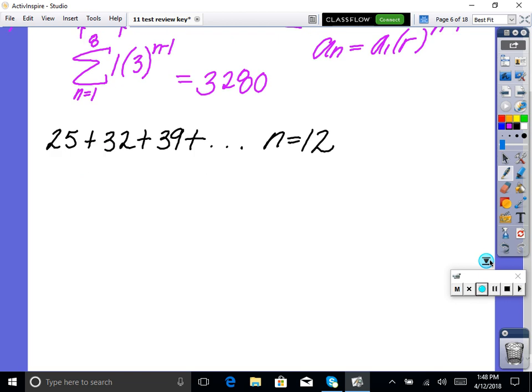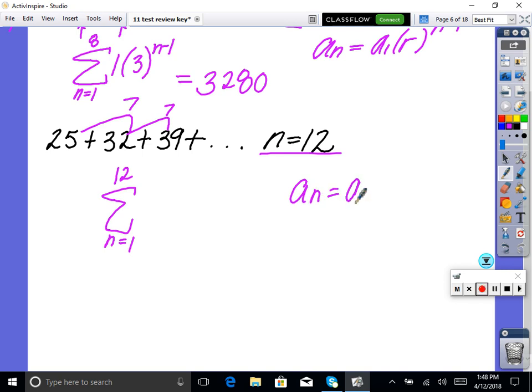All right, so right here, we are summing for, it looks like, 12 terms, n equals 1 through 12, and then we have to see if it's arithmetic or geometric. So it looks like it's not geometric, it's arithmetic. 39 minus 32 is 7. 32 minus 25 is 7. So we would say our explicit formula is a sub 1 plus n minus 1 times d. So our a sub 1 is 25, plus n minus 1. Our common difference was 7.